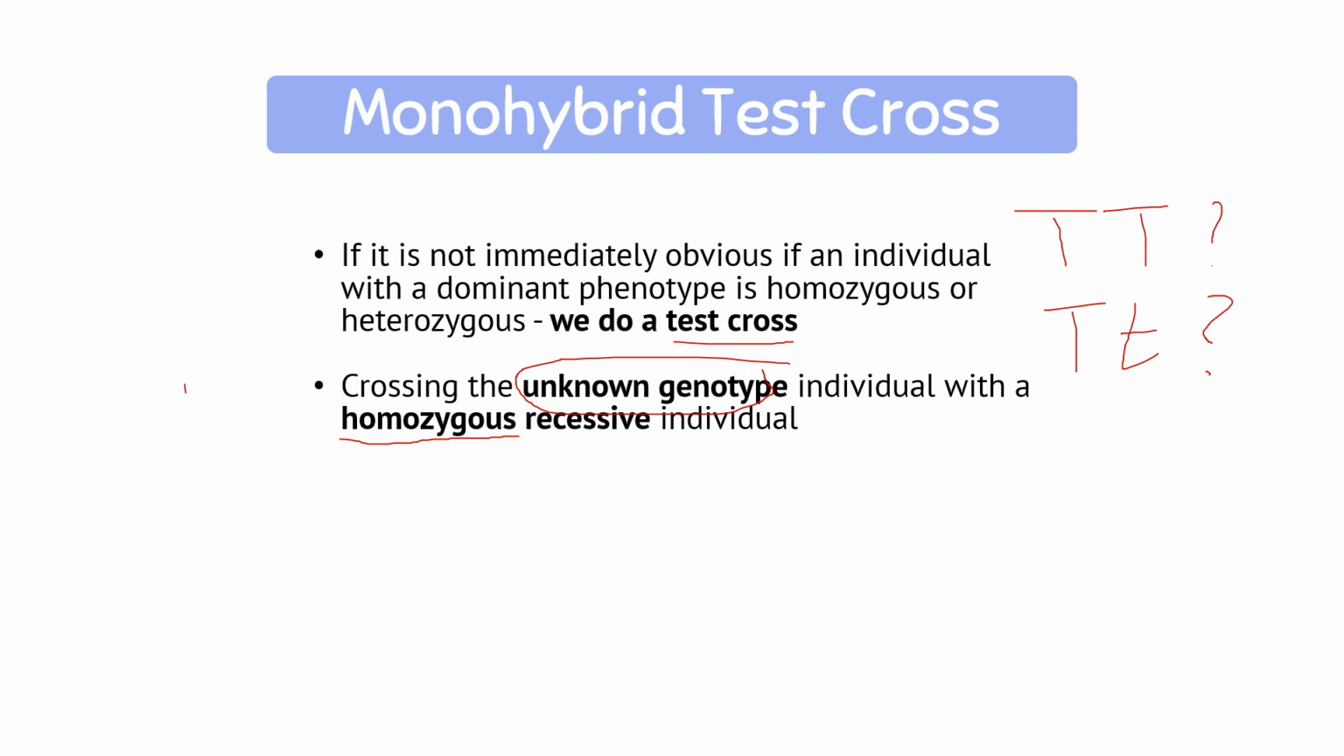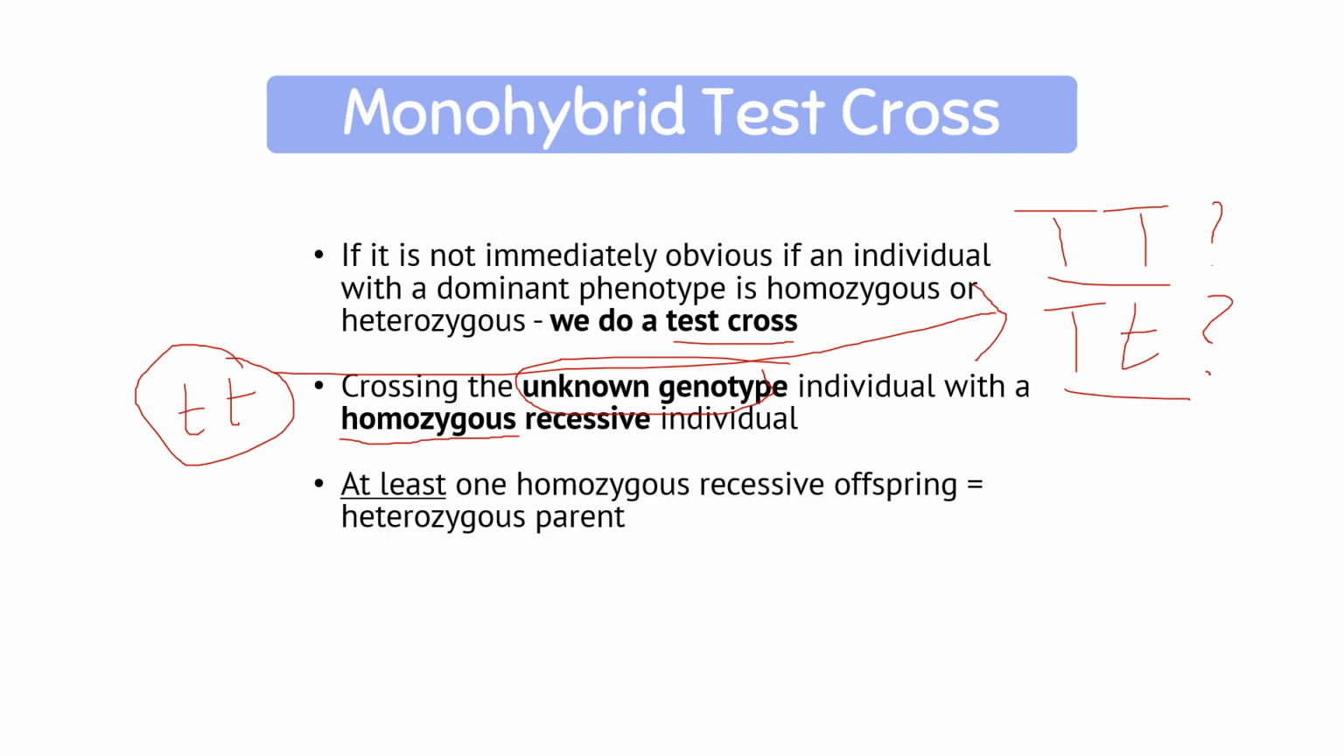Because they're homozygous recessive, we know that they have 2 recessive alleles. And so we're going to take this individual that is homozygous recessive and cross them with the individual whose genotype we don't know and figure out if they're homozygous dominant or heterozygous.